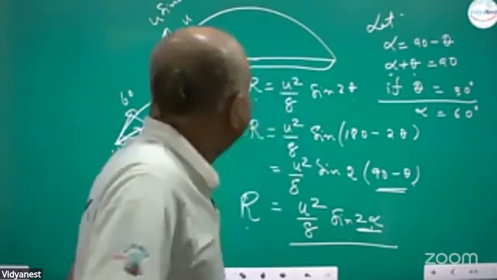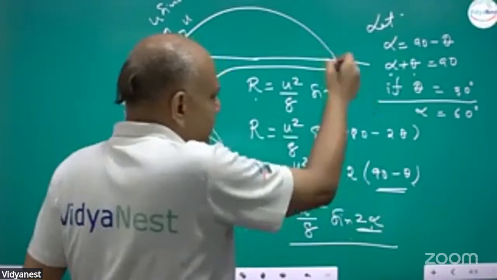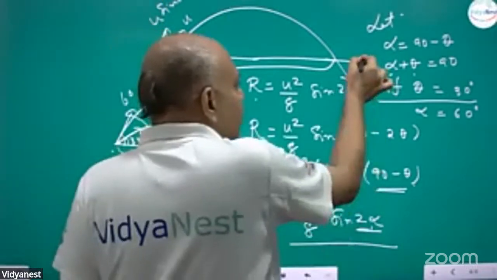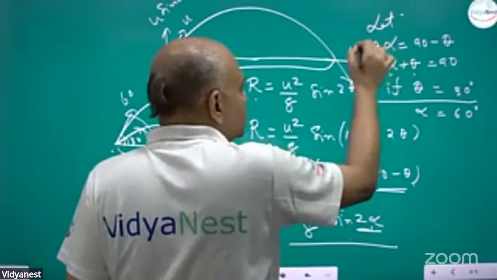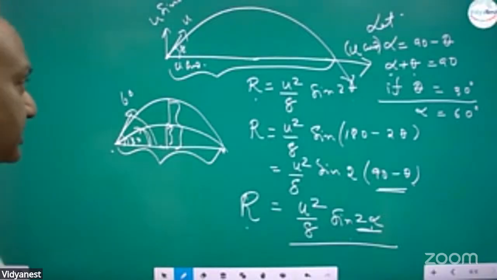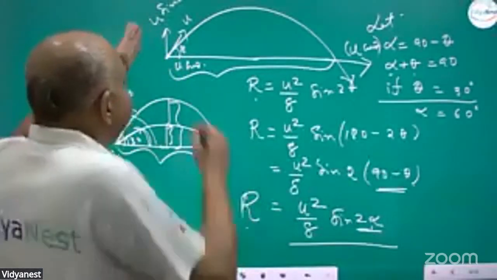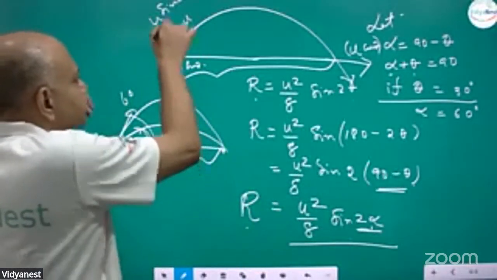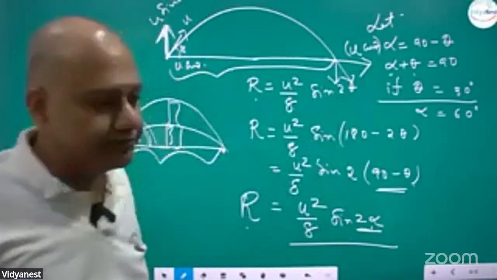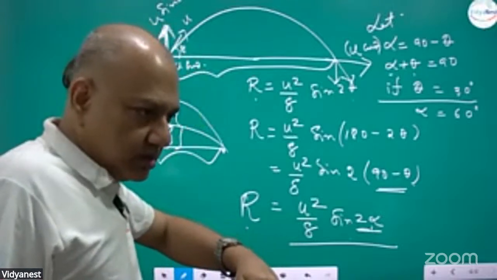Suppose this projectile is fired with a velocity u, and it is again striking the ground at this position. The horizontal velocity u cos theta is not changing, but the vertical velocity is going to change. Initially, the vertical velocity was u sine theta, but whenever it returns back, the velocity just gets reversed. Reverse direction.